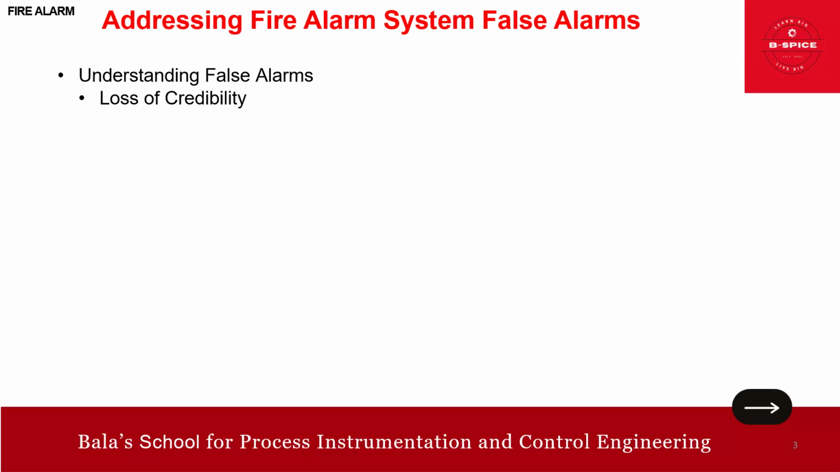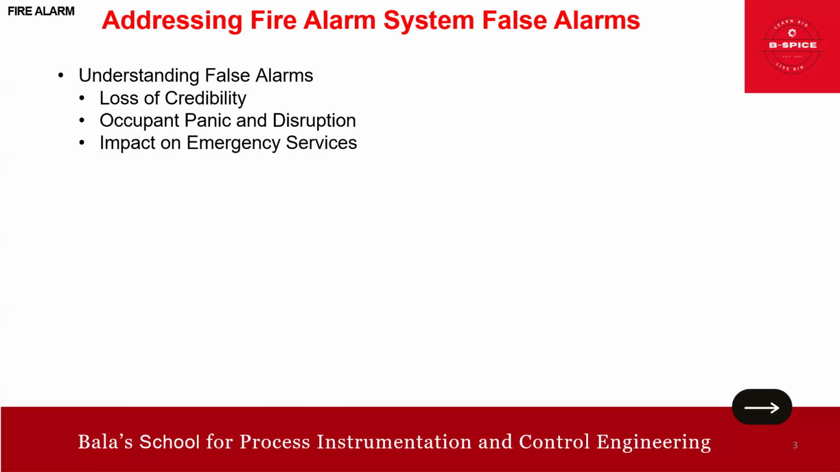Loss of credibility. Frequent false alarm can lead to occupants ignoring alarms, isn't it? So jeopardizing the safety during real emergency. So that is the fact, right? We need to understand that. Under understanding false alarm, loss of credibility is one point. Then occupant panic and disruption. False alarm can cause unnecessary panic and confusion among building occupants, disrupting the daily activities. I hope you agree, right?